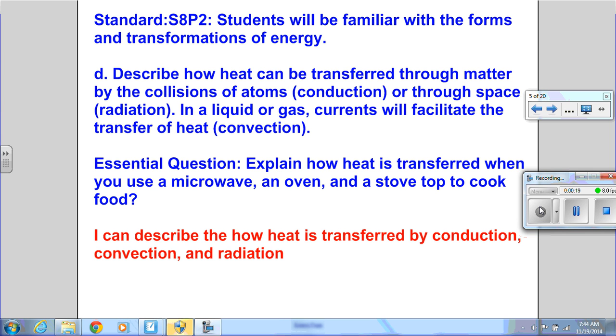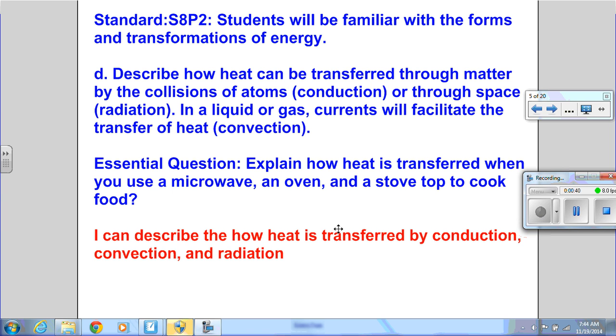collisions of atoms, conduction, or through space, radiation. In a liquid or gas, currents will facilitate the transfer of heat, convection. The essential question that we will be addressing in this lesson is: explain how heat is transferred when you use a microwave, an oven, and a stovetop to cook food. And in all three of those examples, we would be able to see conduction, convection, and radiation.